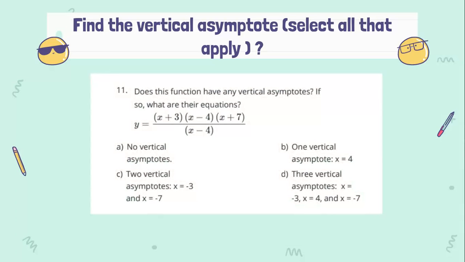Does this function have any vertical asymptote? If so, what are their equations? Unfortunately, in this equation, there is no vertical asymptote because, as you can see here, everything is simplified. And when everything is simplified, we can cancel the numerator with the denominator because they have the same signs. So if we cancel them, there is no value in the denominator. That means that there is no vertical asymptote.